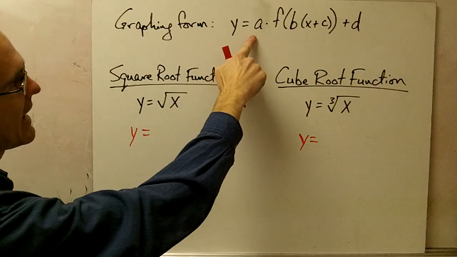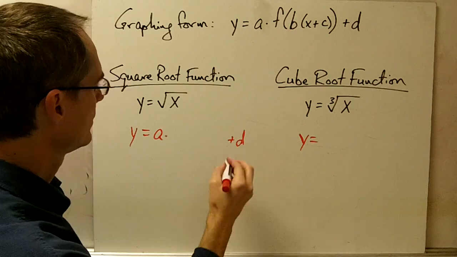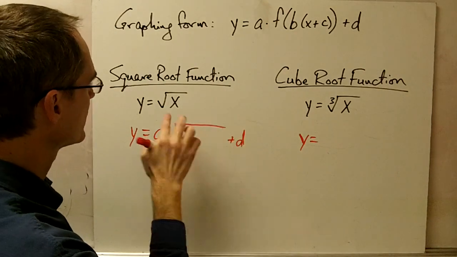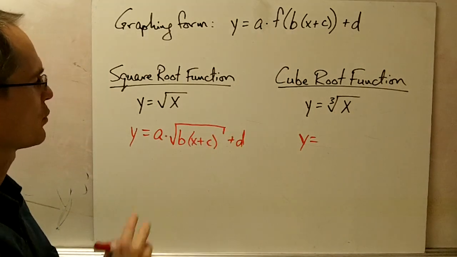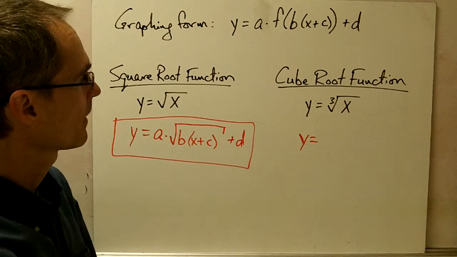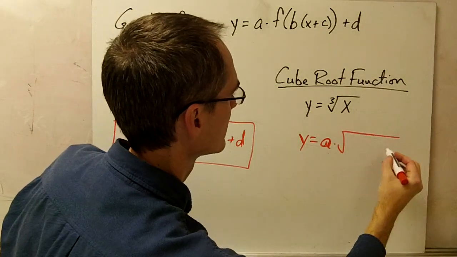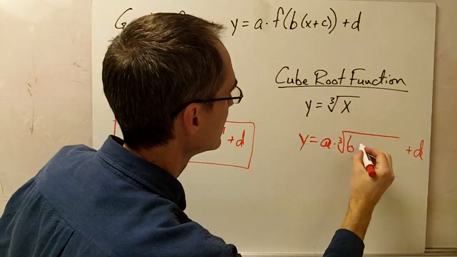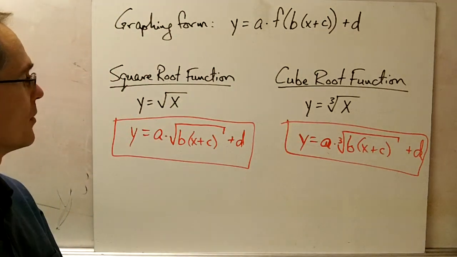All right, so I want to put the a parameter in front. So it's going to be a times something, and then plus d out here at the end. So a times f of b times x plus c, plus d. Well, my function is the square root, so I'm just going to put b times x plus c under my square root symbol. And this is the graphing form of my square root function. All right, let's do the same thing for the cube root function. A goes in front, a times, and I'm going to have my plus d out here on the end. A times the cube root of, replace x with b times x plus c, plus d. And that's the graphing form of my cube root function.